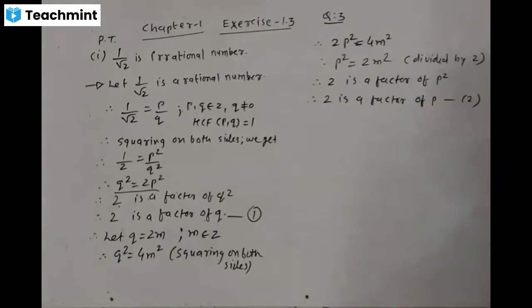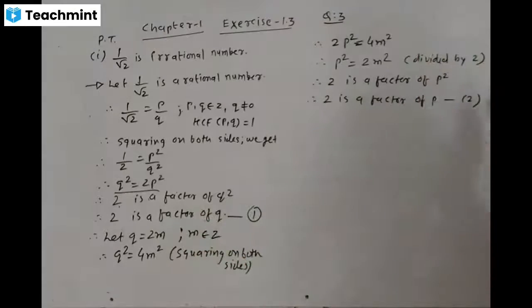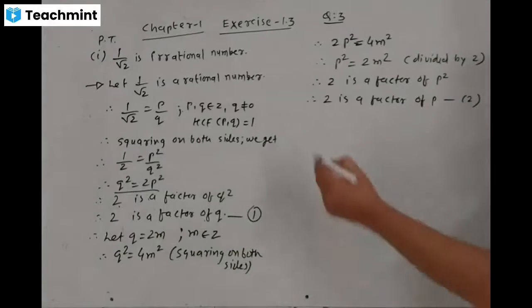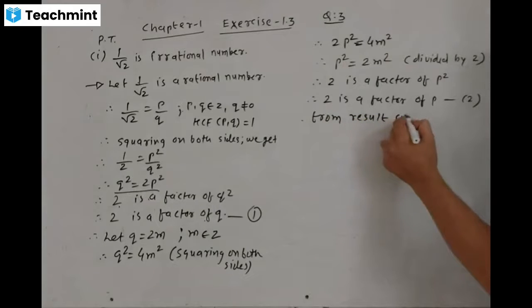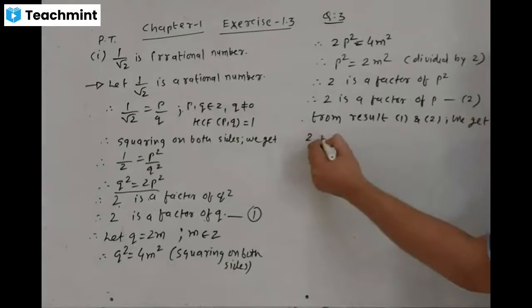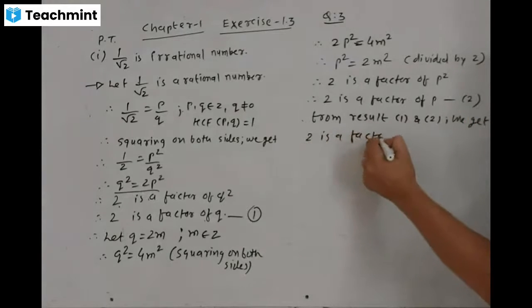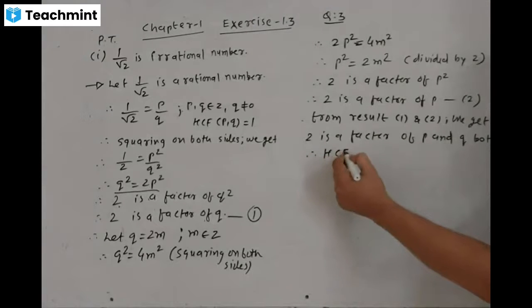That resulting value 2. In first resulting value, 2 is a factor of q. In second result, 2 is a factor of p. तो 2, p और q दोनों का फैक्टर है. From result 1 and 2, we get 2 is a factor of p and q both. दोनों का फैक्टर हुआ 2. 2, p का भी फैक्टर है और q का भी फैक्टर है. Therefore, HCF of p, q is equal to 2.